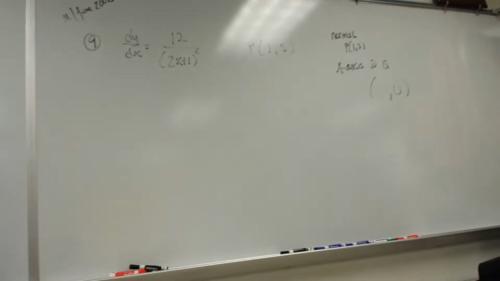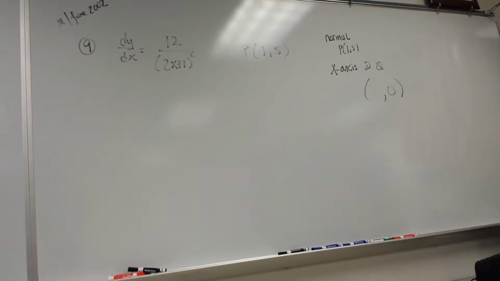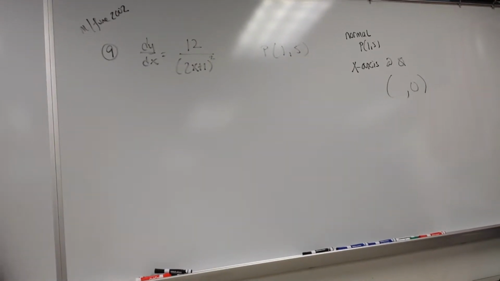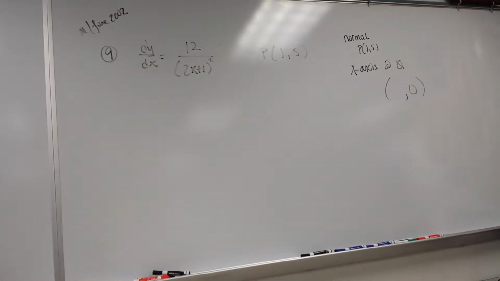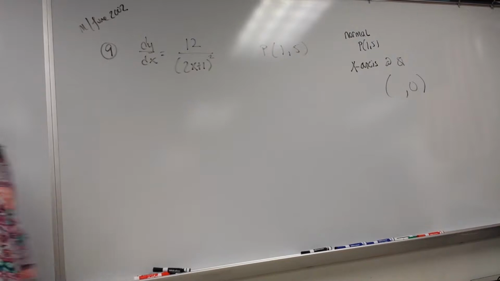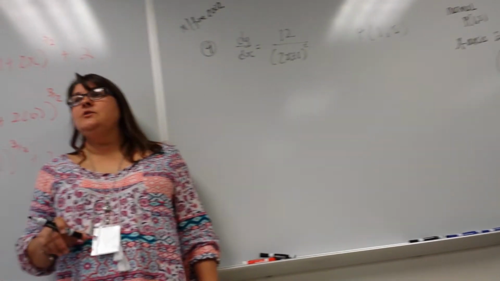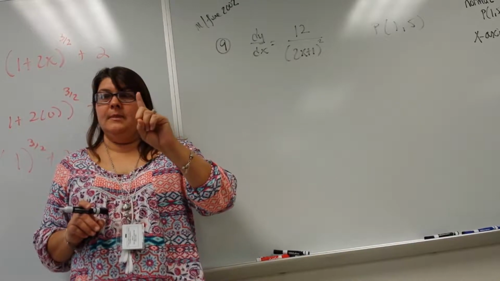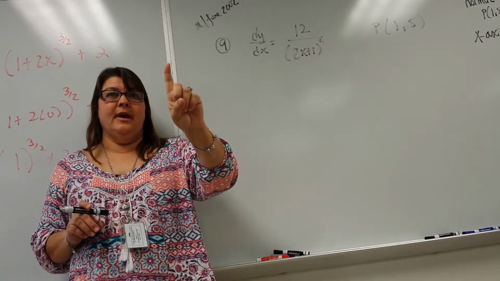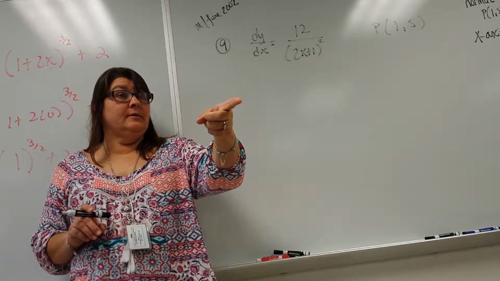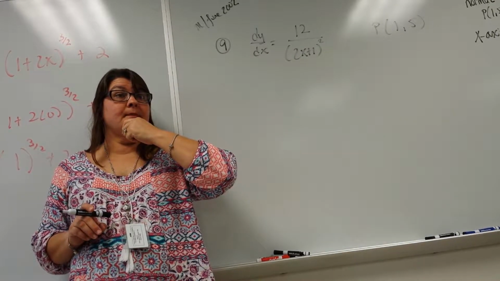It tells me that the normal to the curve at P, so the opposite reciprocal. Let's talk about it in a normal situation: if I told you to find the normal, what would the first step be? Find the derivative. Okay, very good. So we have the derivative, and we just have to find the opposite reciprocal.